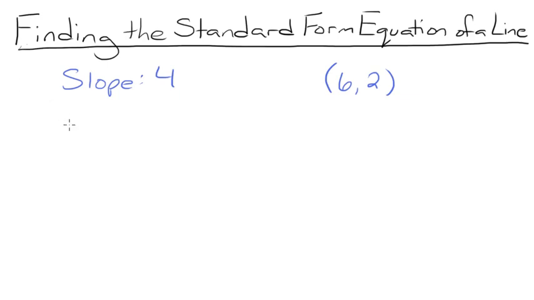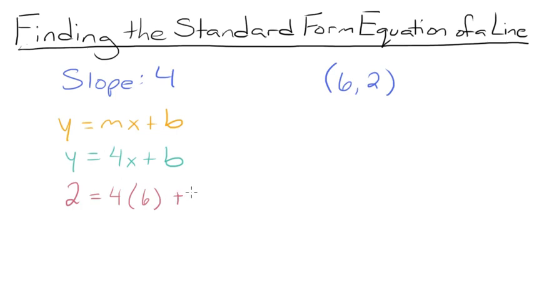Remember, slope-intercept form is y equals mx plus b. Since we know that the slope is 4, which is the value for m, we can plug in 4 for m into this equation. So we'll get y equals 4x plus b. Now take the point you were given and plug it in for the values x and y. Then we're going to solve for the y-intercept, b. So if we plug in 2 for our value for y and 6 for our value for x, we get 2 equals 4 times 6 plus b.